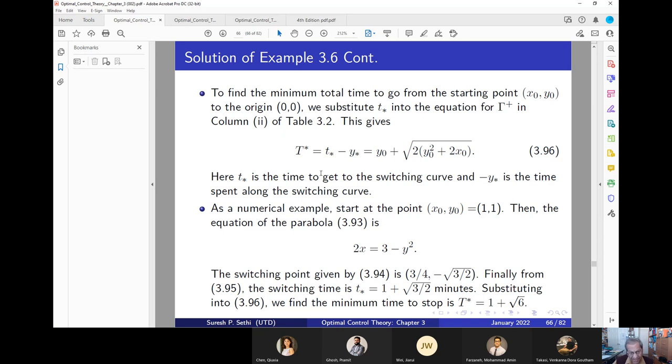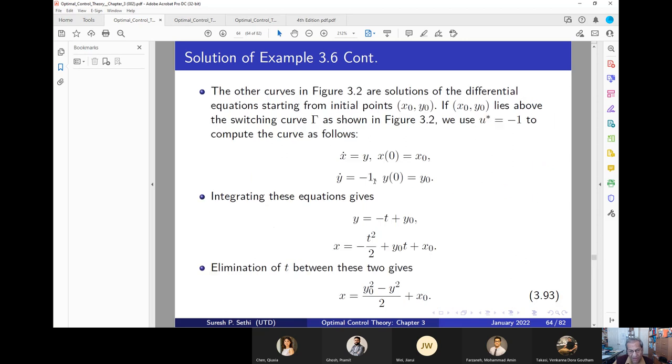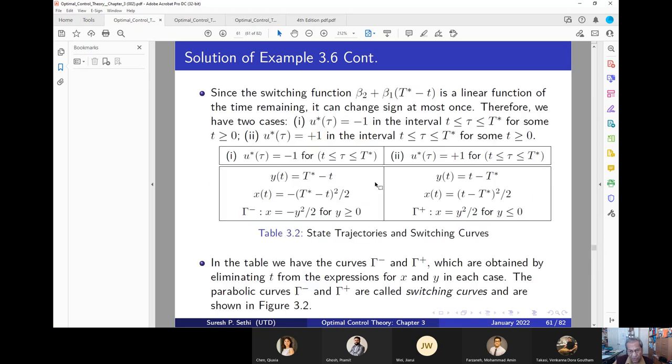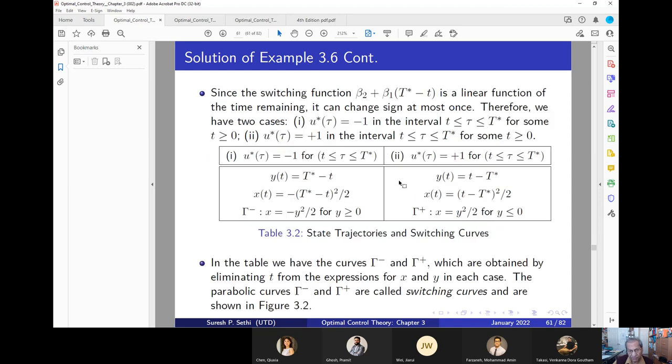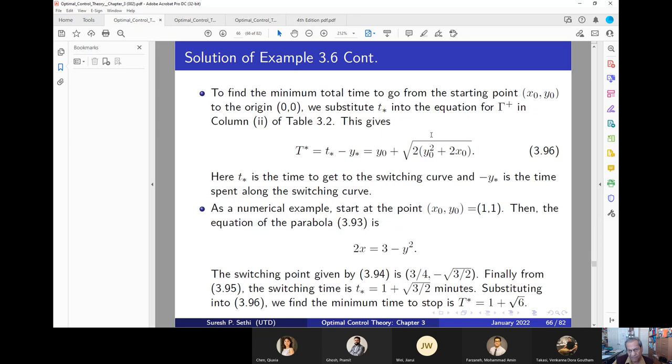Remember, I already used the Hamiltonian condition in getting to this table. So that condition is already used. So we already have used every condition we have, and we got our T star. The problem is solved.